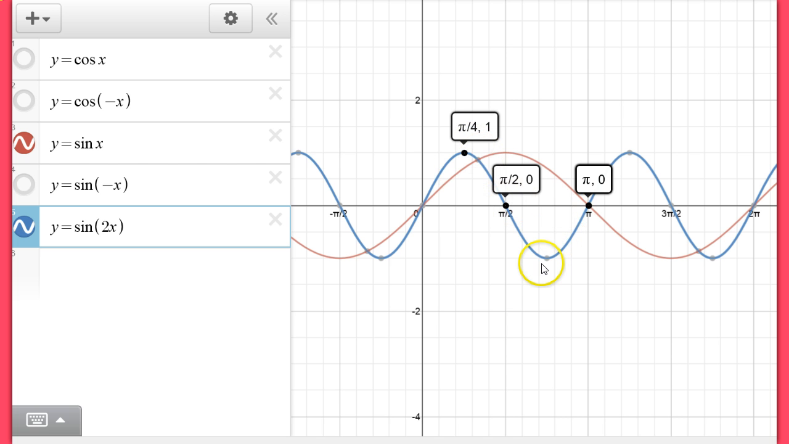So if you look at these values here that are highlighted, you'll notice that if I take pi and I cut it in half, I get pi over 2. And if I cut this interval in half, I end up with 3 pi over 4. If I cut pi over 2 in half, I end up with pi over 4. So you're going to show these specific coordinates when you're trying to graph a function.